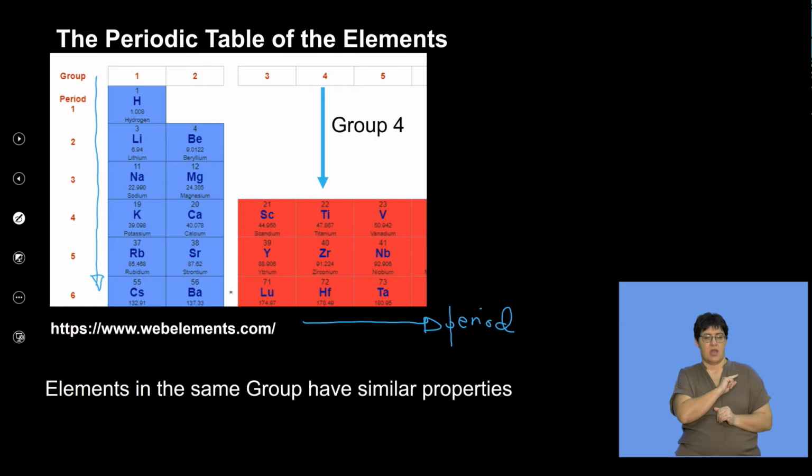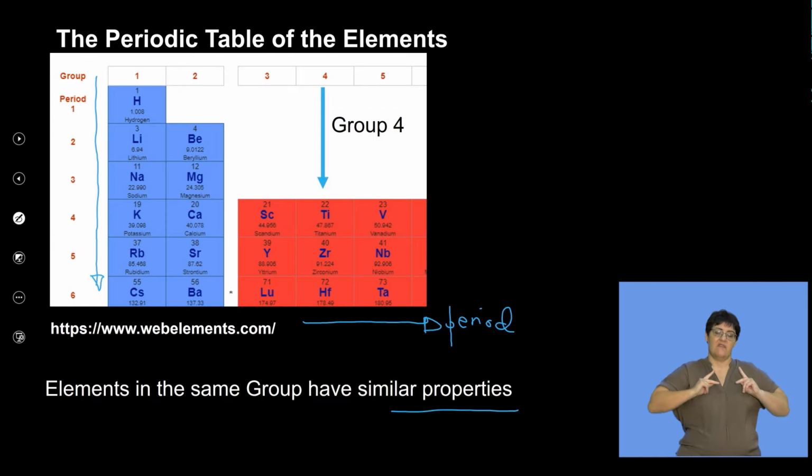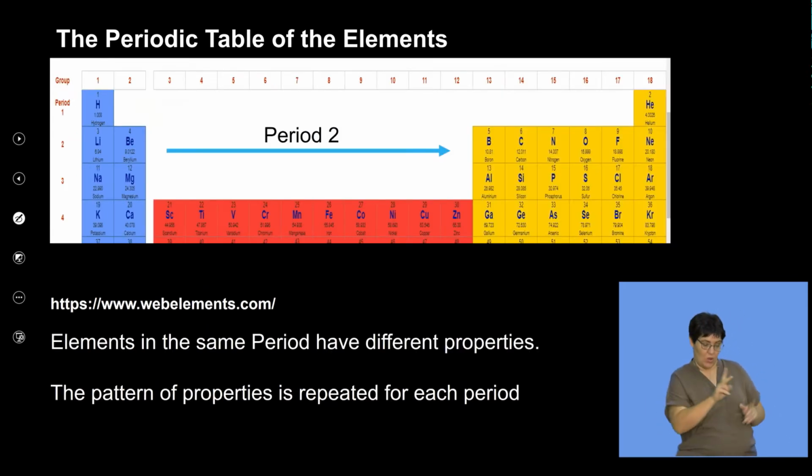Now, elements in the same group have similar properties, and it can be physical or chemical properties, but our attention for now is purely on the physical properties, okay? Now, what else do we know about the periodic table of elements, just to remind ourselves of it? Elements in the same period have different properties. This is very, very important.